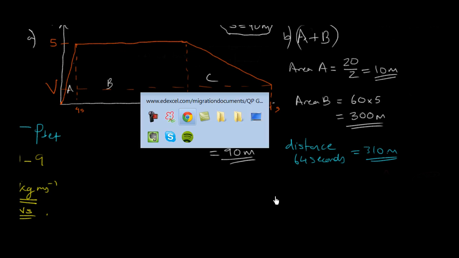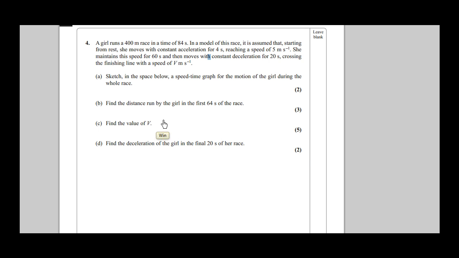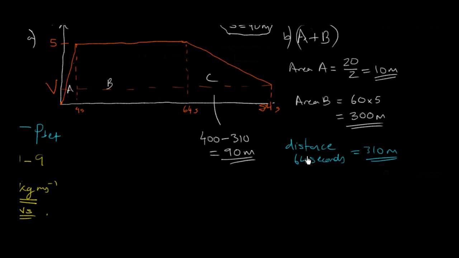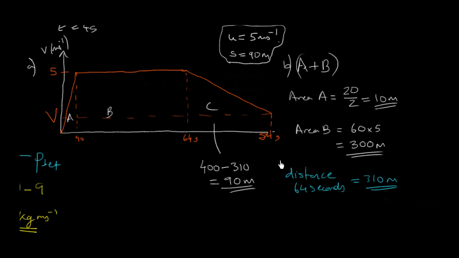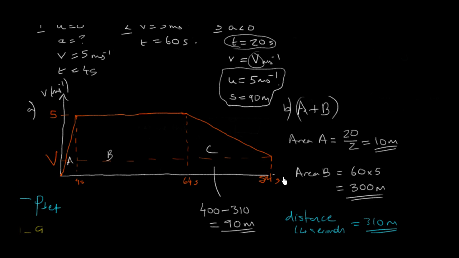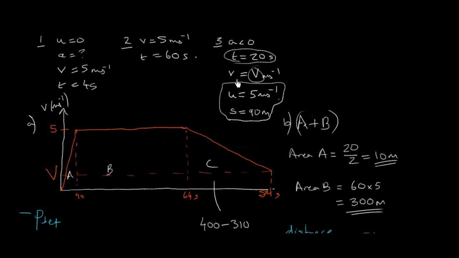Okay, the next part of the question was find the value of V. 5 marks. Don't know why they give us so many marks, but it's going to be a nice and generous way of getting them. We have all of this information here. So to find big V, we just need to use an equation with U, S, T, and V. We already have 3 things here, so we must be able to find the V with no problem.